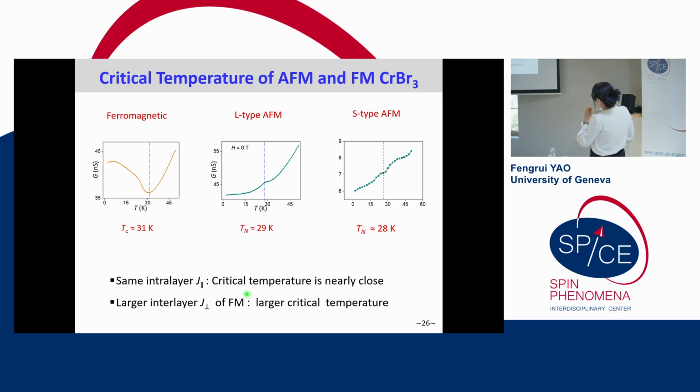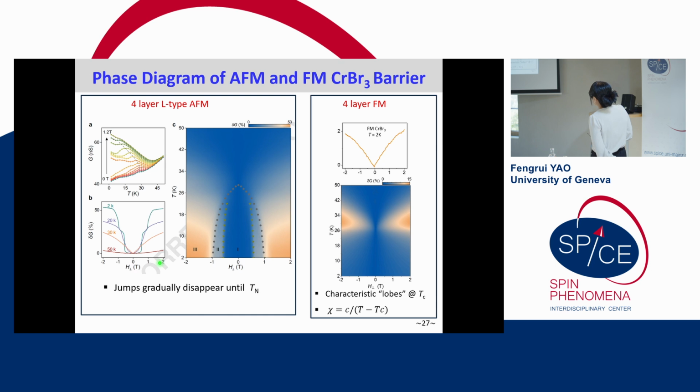And the other, by measuring the temperature-dependent conductance, we can extract the critical temperature of these three different types. For the ferromagnets, we can see their critical temperatures are very close, since the critical temperature is mainly determined by the interlayer exchange. But they are slightly different because their interlayer exchange is slightly different, because larger interlayer exchange will induce a larger critical temperature.